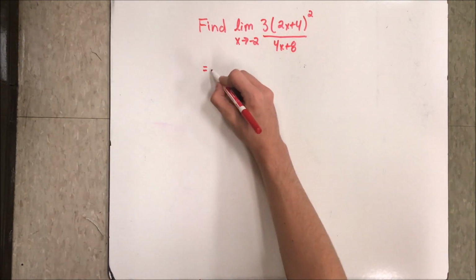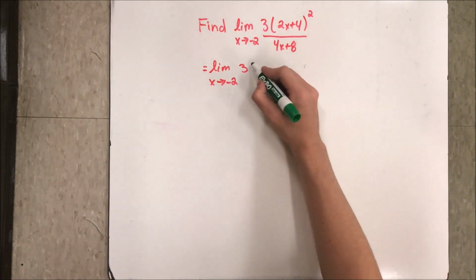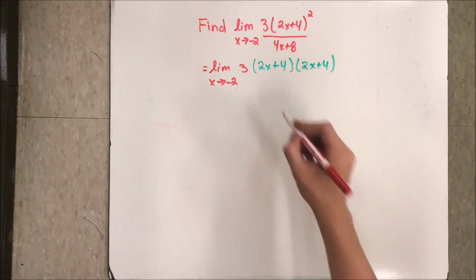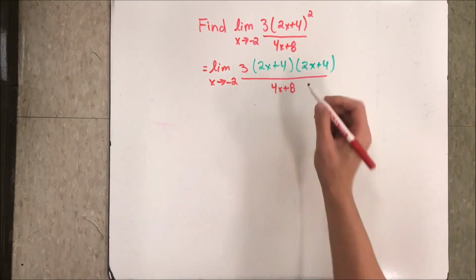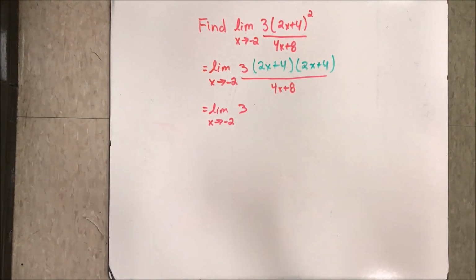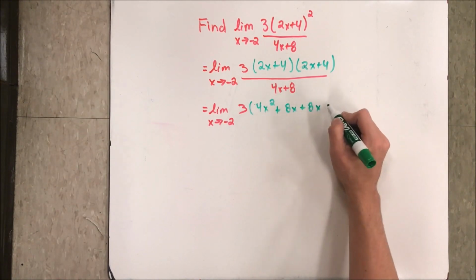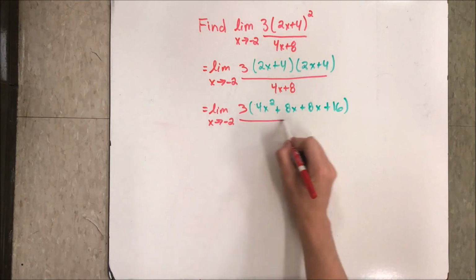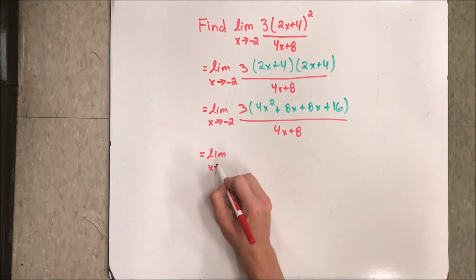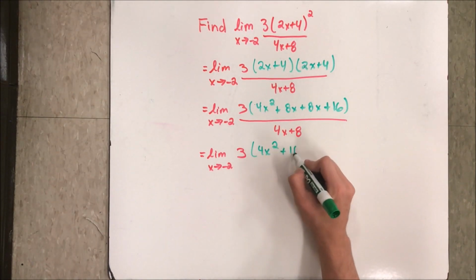To expand the function, we can write out the binomial squared in the numerator as a product of two binomials multiplied by itself. This leaves us with 3 times (2x plus 4) times (2x plus 4) all over 4x plus 8. Perform FOIL and multiply out the binomials to get 3 times (4x squared plus 8x plus 8x plus 16) all over 4x plus 8. Combine like terms within the expression to simplify it.